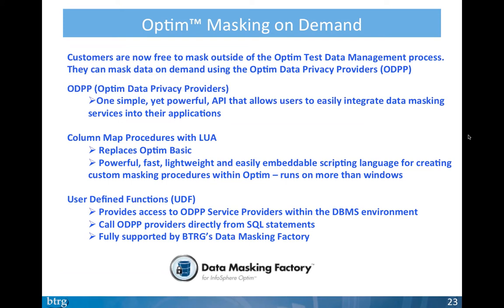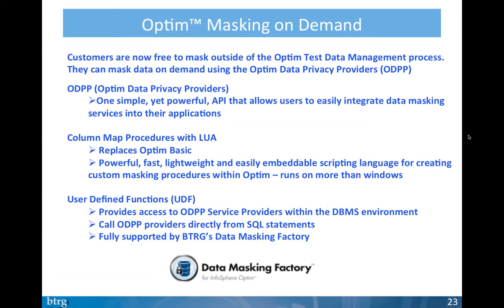And now the masking on demand capability, which is really powerful, very much a brand new paradigm for the IBM data privacy. So what it allows you to do is mask data outside of the Optum framework, outside the Optum test data management process. So you have something called Optum Data Privacy Providers, ODPP. They allow you to call into the masking functions, and you can integrate that anywhere. So TransNID that I just mentioned can now be called through an API. You don't have to use Optum to do TransNID. You can call it. And then there's some Lua that I'll ask Peter to talk about in a second.